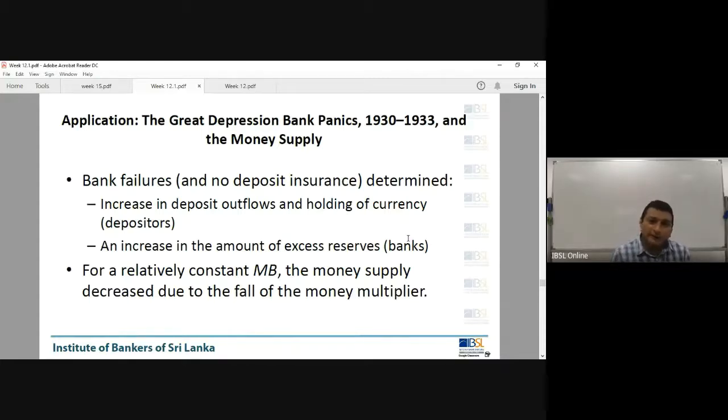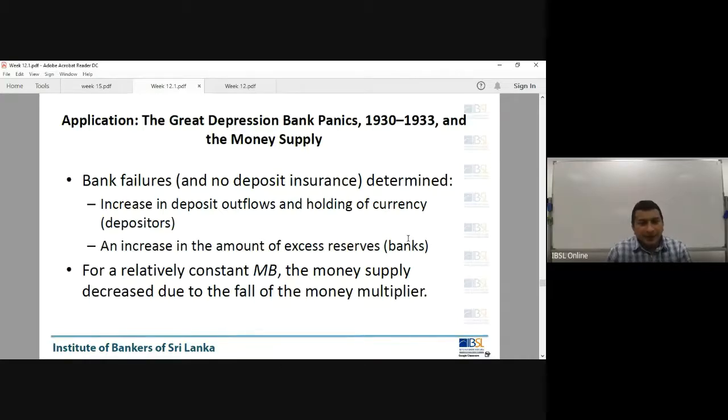And from the banker's perspective also, that is depositors' behavior. They kept more in currency. They started pulling out deposits. That's what the depositors did during the Great Depression. From the banker's perspective, as I was mentioning, they kept more in excess reserves. And of course during that period, for a relatively constant monetary base, the Fed Reserve also did not change the monetary base much.